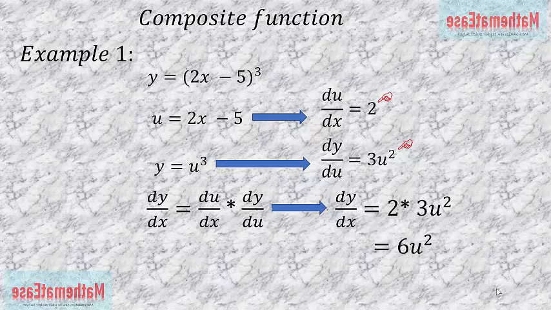Note, you can't write your final answer like this. If you write your final answer like this, it means you are not yet through. Why? Because u is not in the original question. So we need to take u and replace. This is your u, which is equal to 2x minus 5. Then we substitute the original value of u and have this as our final answer.